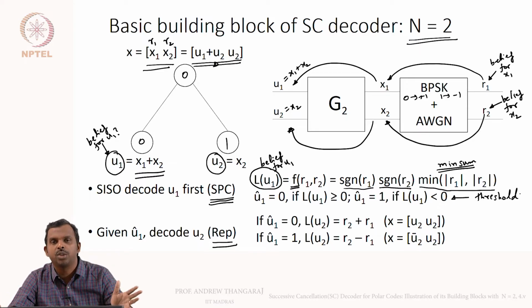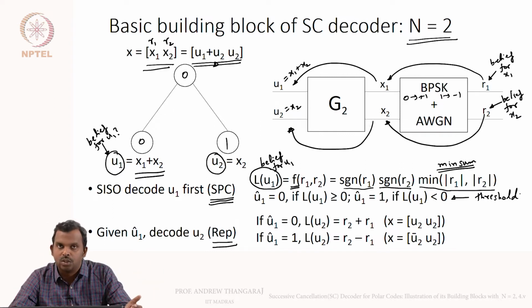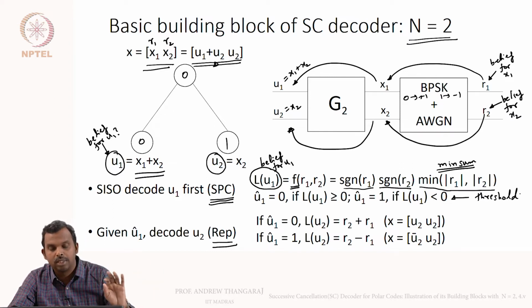You could find u1 and u2 jointly, that would be another decoder, but the polar decoder does not work like that. It works with successive cancellation always. So this is more like a successive cancellation SISO decoder. It is not really the optimal SISO decoder from other areas. So this is a successive cancellation SISO decoder.